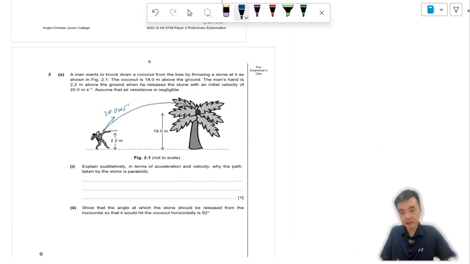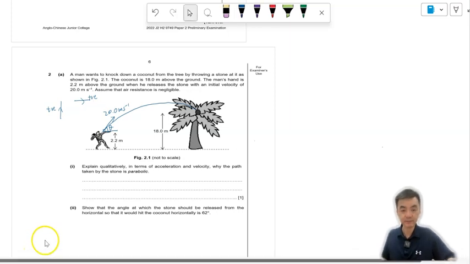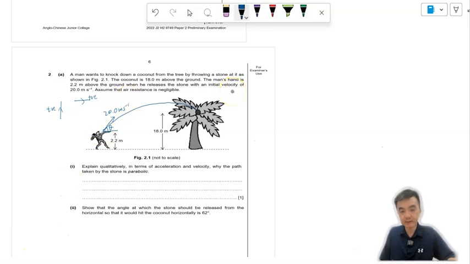And therefore I've got an angle over here. I'm going to call it theta. And I'm going to set the direction upward as positive, and from left to right as positive, so that we can do the computation later. For part one, we're going to assume the air resistance is negligible, so there's no air resistance involved. Explain qualitatively in terms of acceleration and velocity why the path taken by the stone is parabolic.